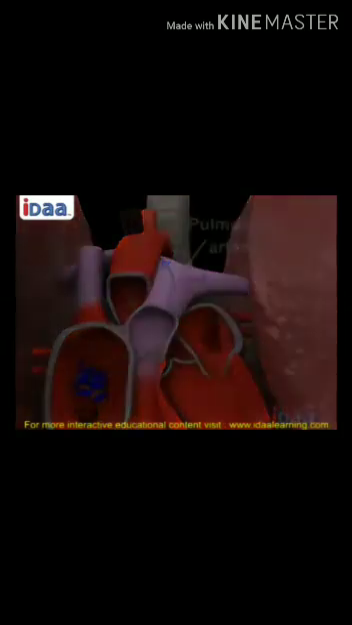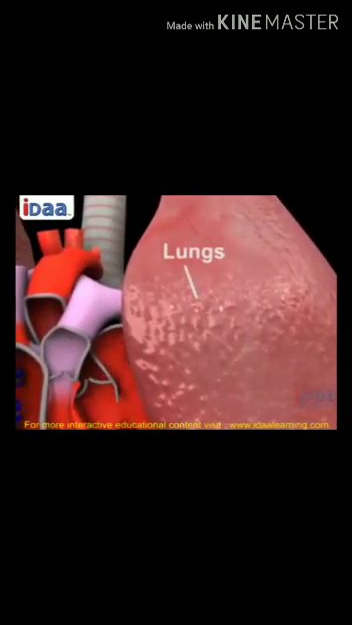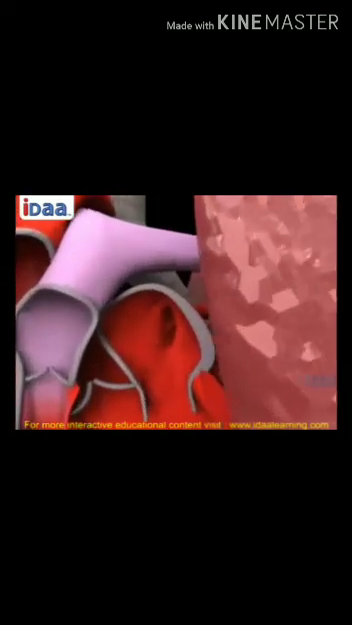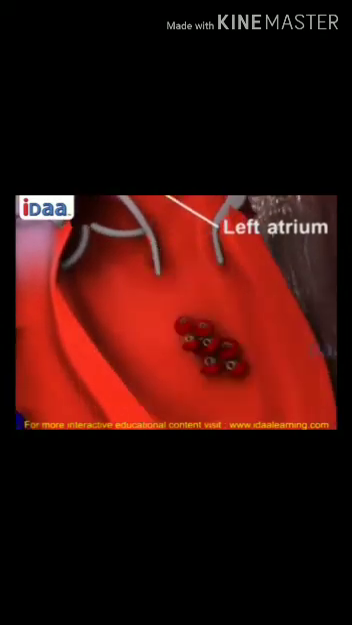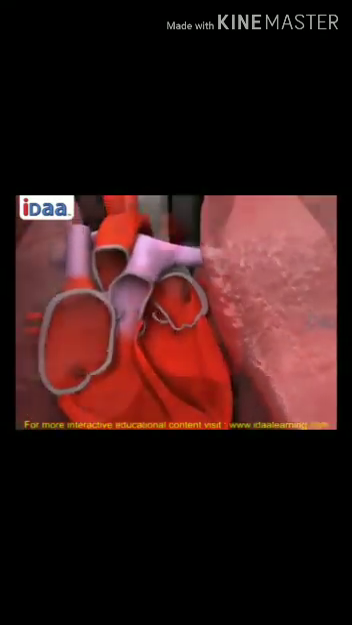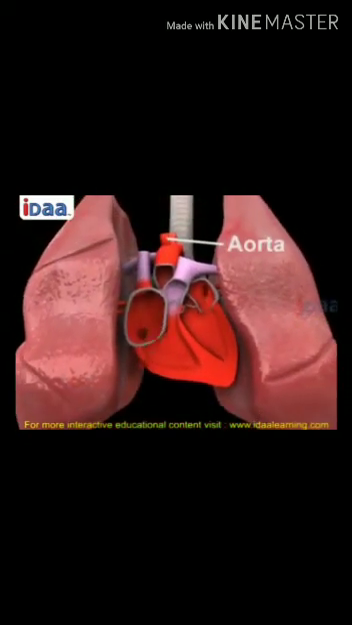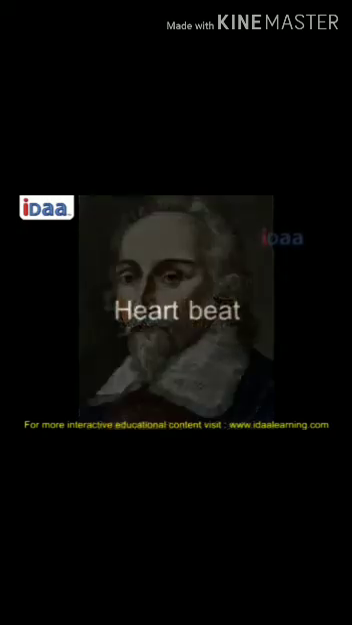In the lungs, there is exchange of gases, and oxygen-rich blood from here travels to the heart again through the pulmonary vein. The oxygen-rich blood reaches the left atrium and left ventricle. From here, the aorta and the other arteries carry oxygen-rich blood to the body parts and the cycle begins all over again. An English physician, William Harvey, discovered the circulation of blood.